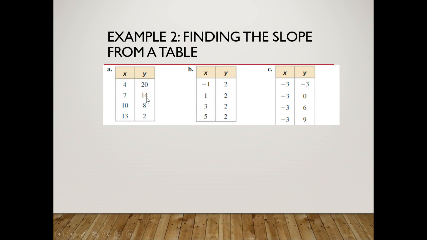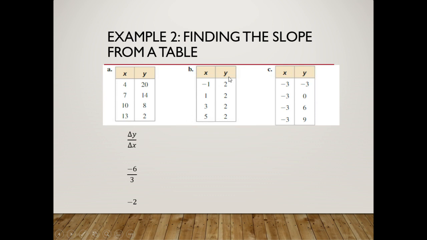So we notice how y is changing. Y is going down by 6, and x is going forward by 3. So the change in y over change in x should be negative 6 over 3. Negative 6 divided by 3 is negative 2. So that's the slope of A.